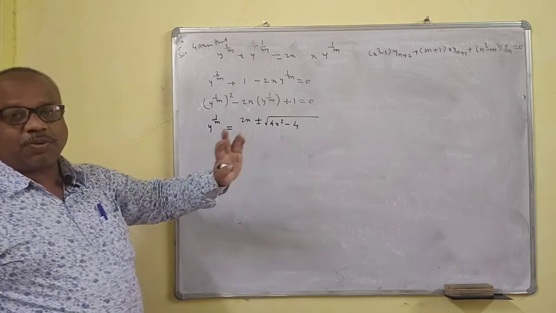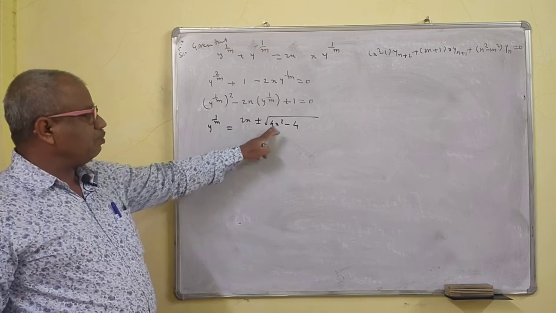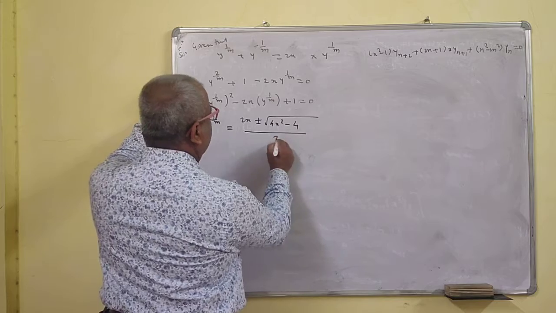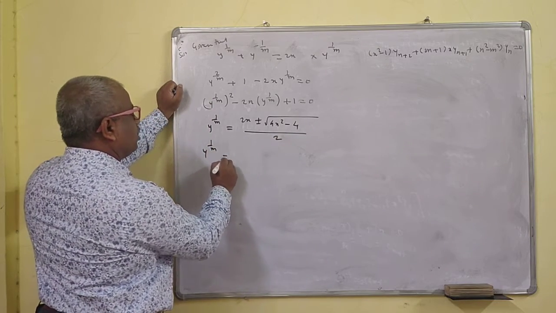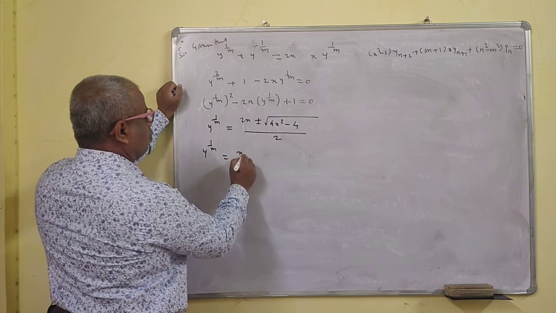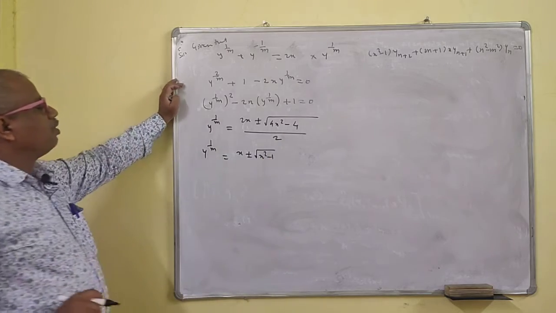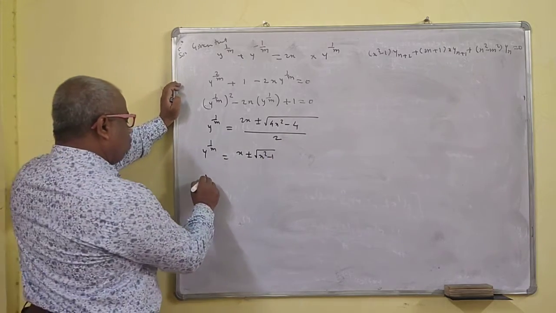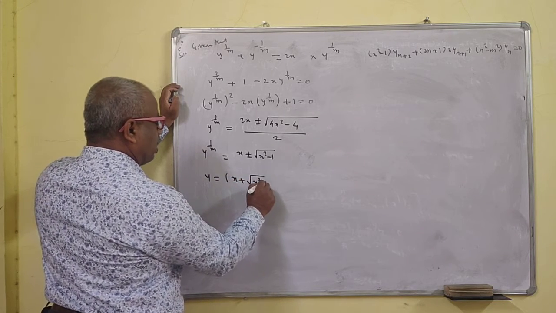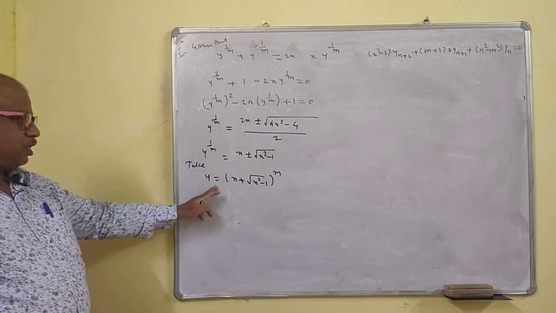So you are applying that formula: minus b plus or minus root of b square minus 4ac upon twice a, so upon 2. So y to the power 1 upon m is equal to, if you take the 4 out, the 2 and 2 get cancelled. This is x plus or minus root of x square minus 1. So now y is equal to x plus root of x square minus 1 raised to m. We'll take one root only. Now this is your y.